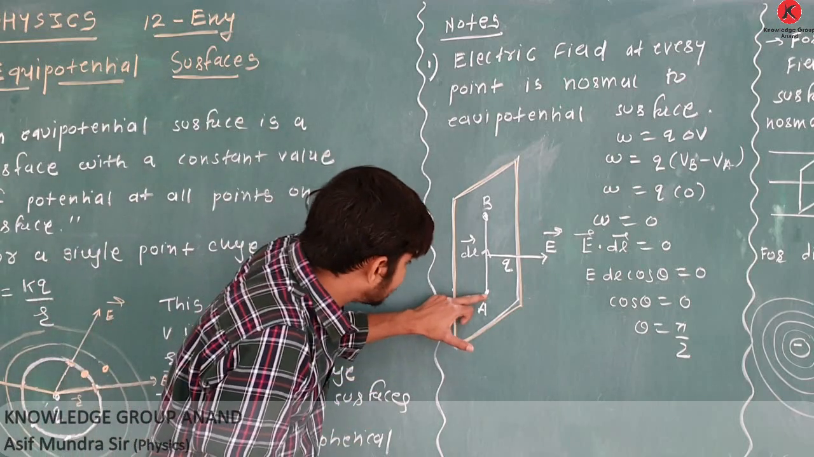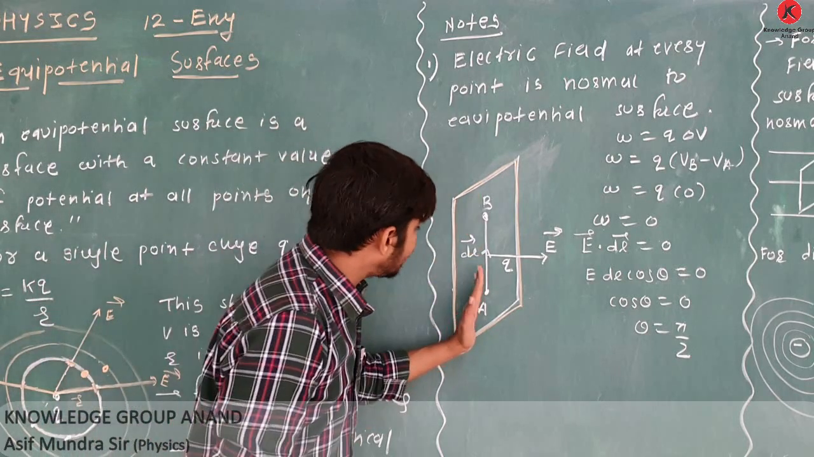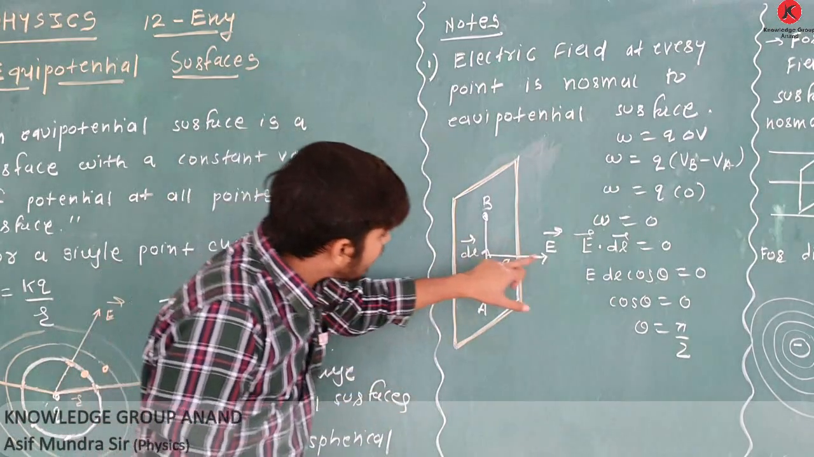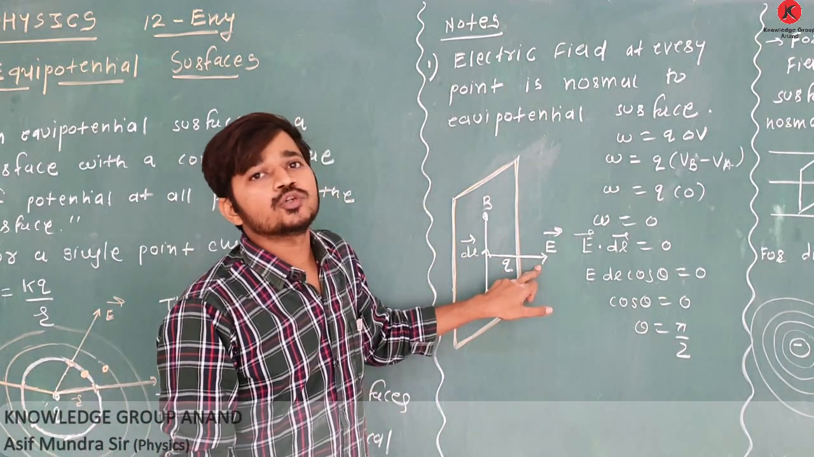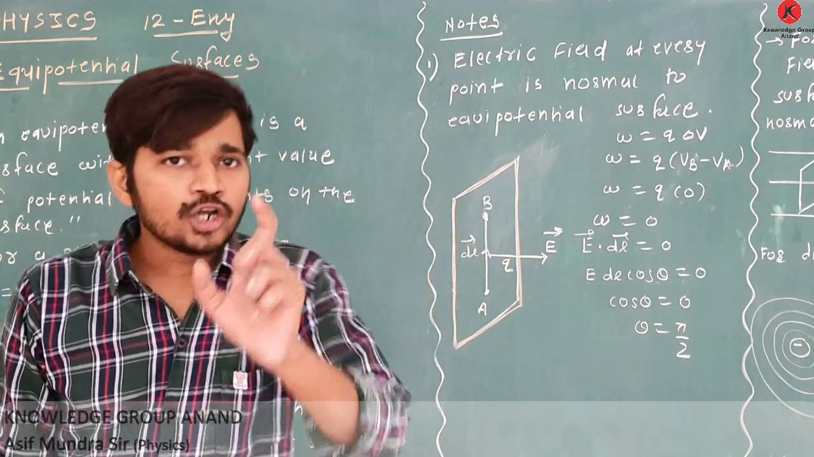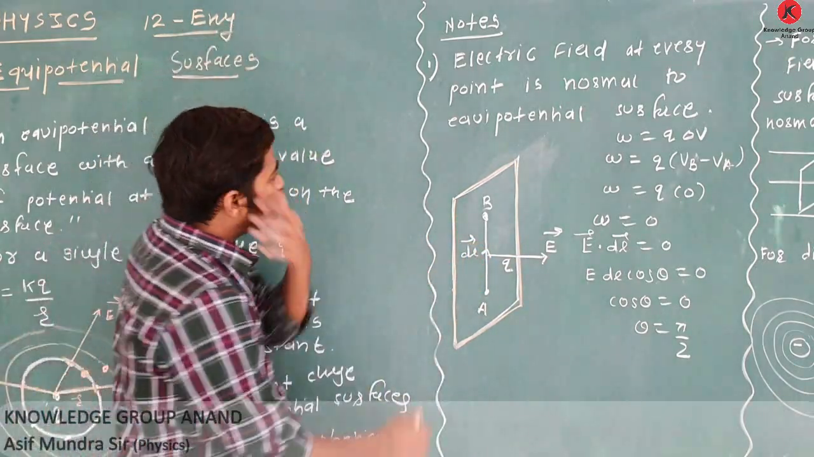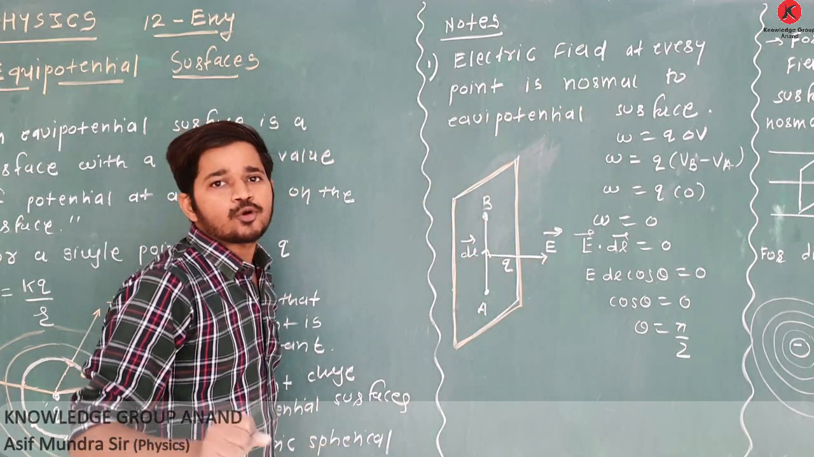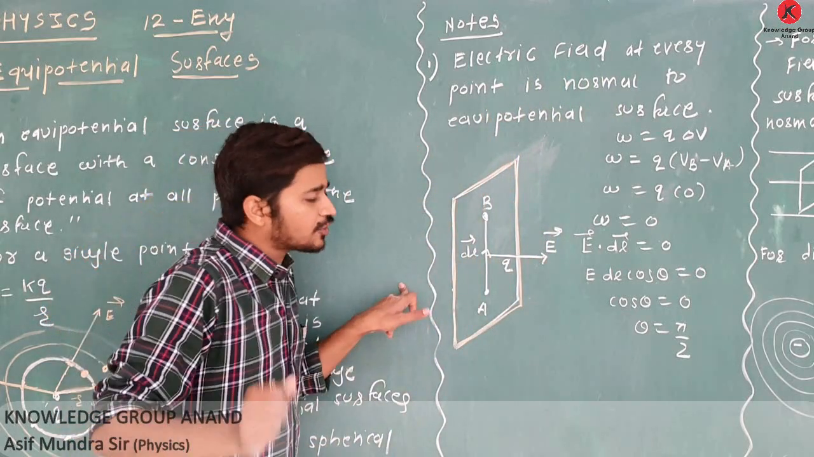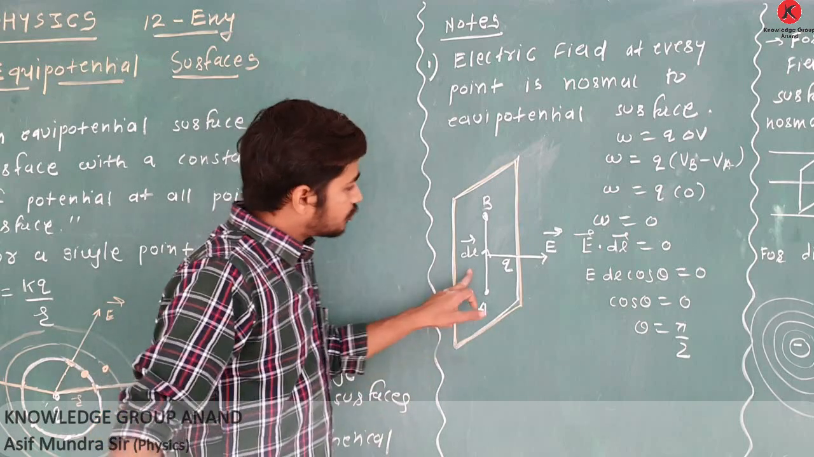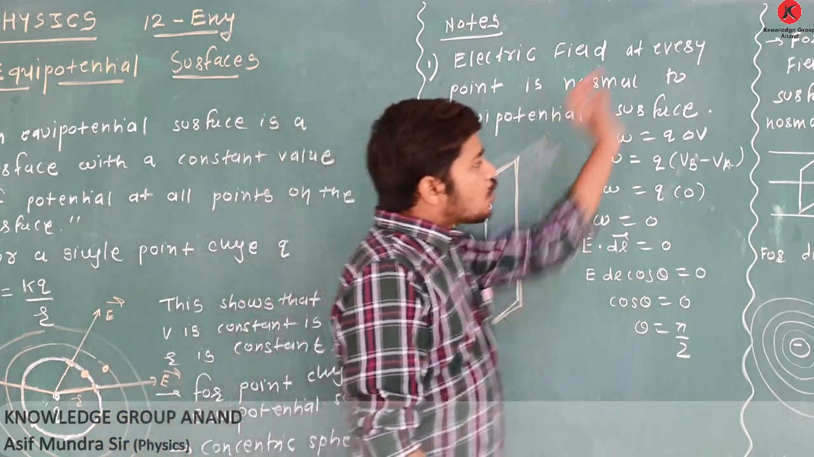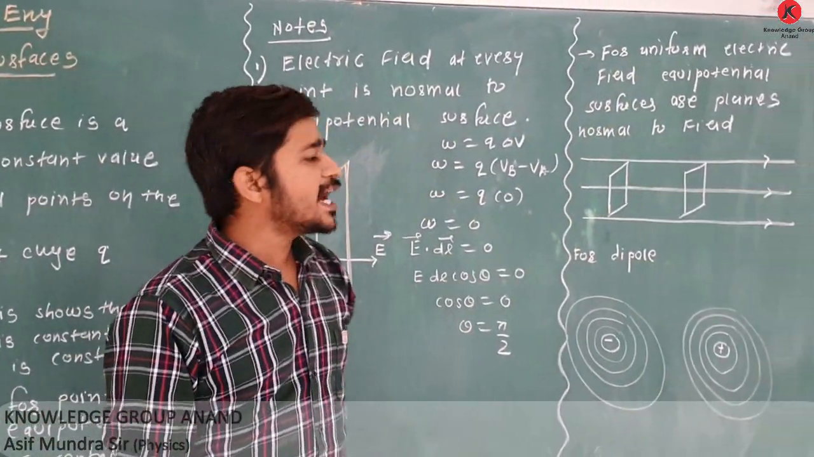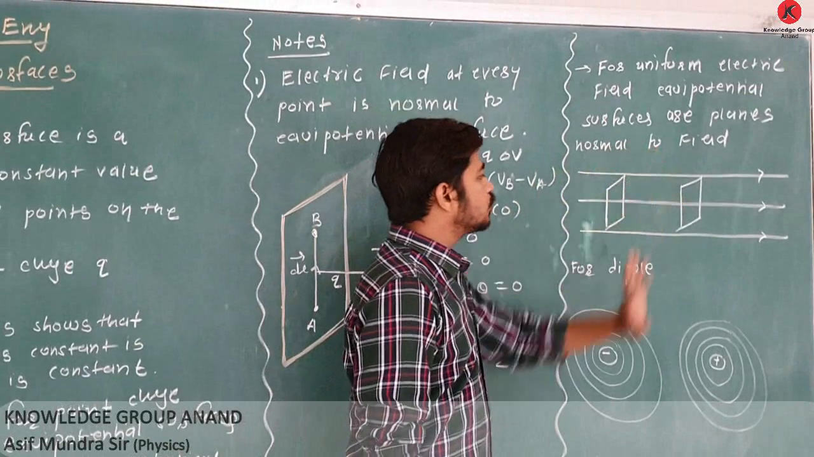As this displacement AB is in the plane of the equipotential surface, the electric field is normal to it. So from this we can prove that electric field at every point is normal to the equipotential surface. Clear? One more point. For uniform electric field, equipotential surfaces are planes normal to the field.